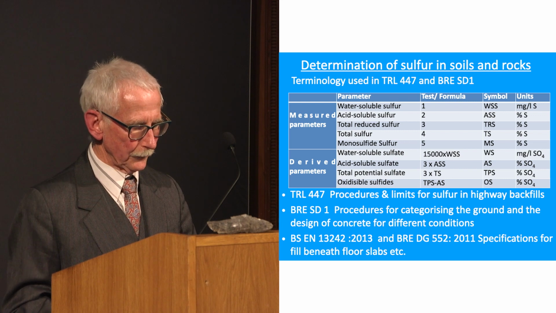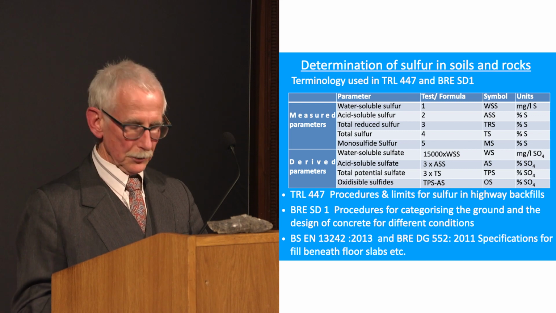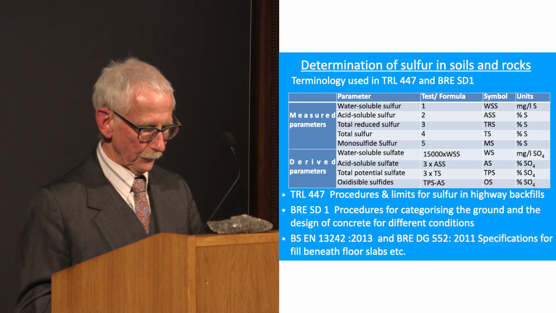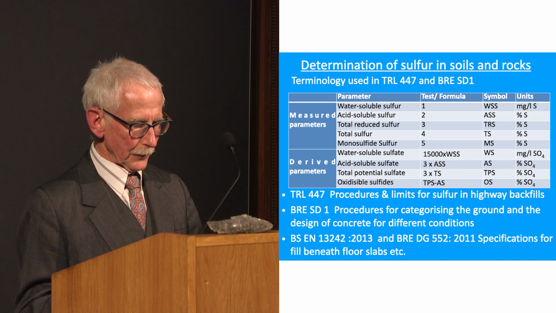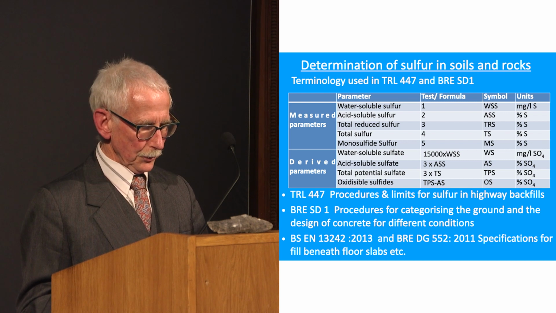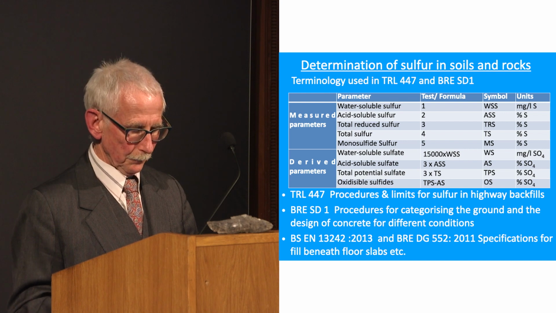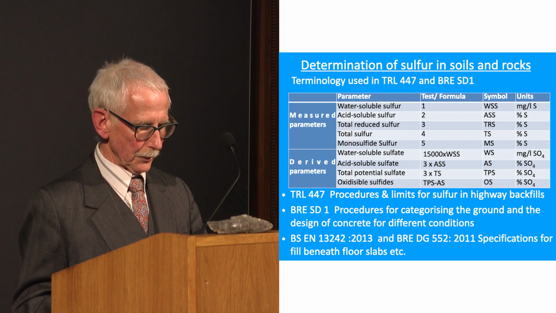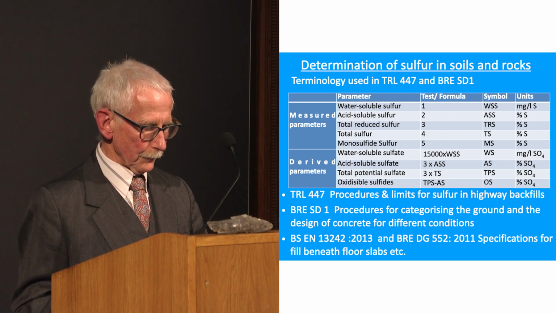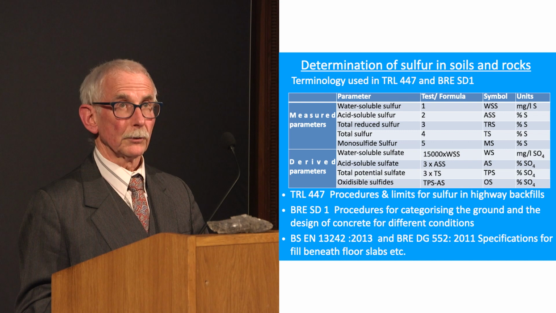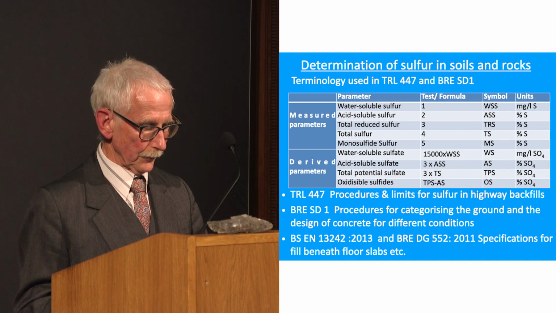The TRL 447 and the BRE procedures were first introduced in 2001, and both were updated with small changes in 2005. The TRL methods updated the chemical analysis procedures away from gravimetric determination of sulfate in solution using barium chloride, because this is sensitive to variations between chemists. They also used high temperature analyzer or microwave digestion in aqua regia with inductively coupled plasma mass spectrometry analysis to determine total sulfur.